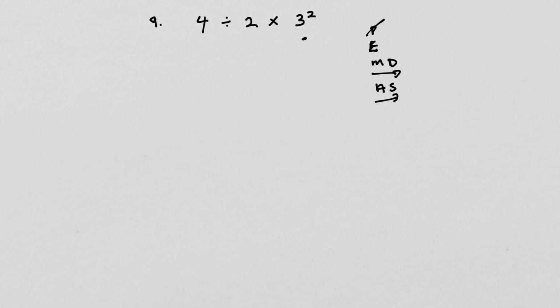3 squared is the same as 3 times 3, which is 9. So we have 4 divided by 2 times 9. This is the point where some students get it wrong. Multiplication and division are on the same level in the order of operations. So you will just work it out from left to right. Working from left to right, the division comes first. So we will divide 4 by 2 to get 2. Finally, we will multiply by the 9 to get 18.